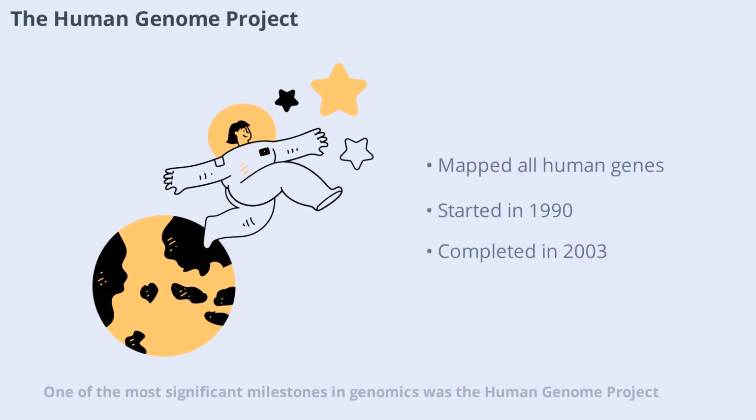One of the most significant milestones in genomics was the Human Genome Project. Launched in 1990, this international effort aimed to map all the genes in human DNA. By 2003, scientists had successfully sequenced the entire human genome, opening the door to countless discoveries in medicine, biology, and genetics. This project showed us just how complex and interconnected our genetic material really is.